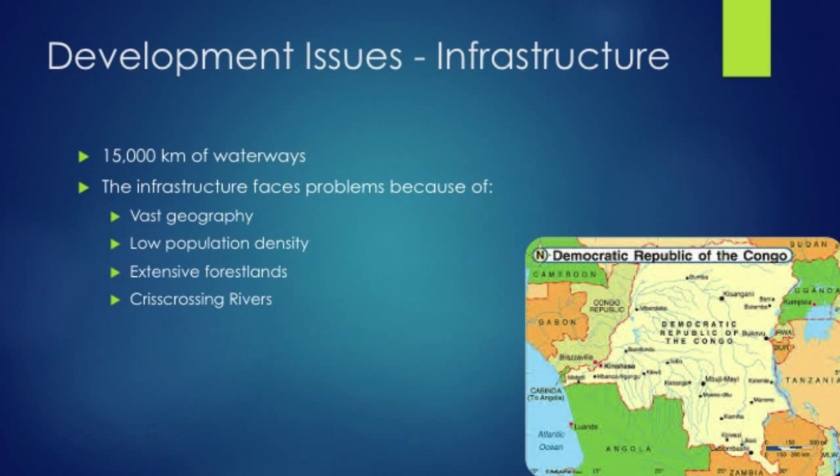The infrastructure faces big problems due to the fact that they have a vast geography, they have low population density. That is because even though they have a high population, they are scattered all over the country. They have extensive forest lands which inhibit people from building infrastructure in the country. And also they have various crisscrossing rivers that also limit infrastructure capabilities.